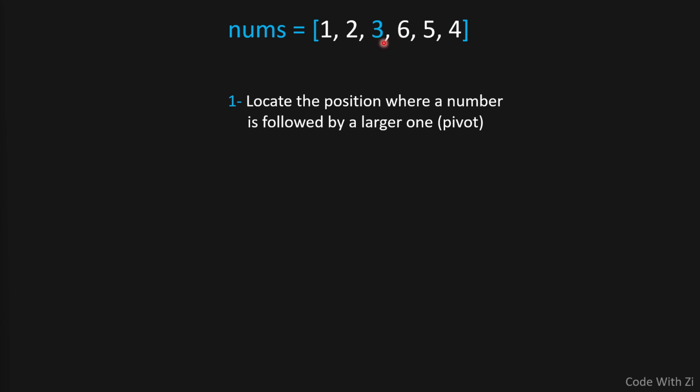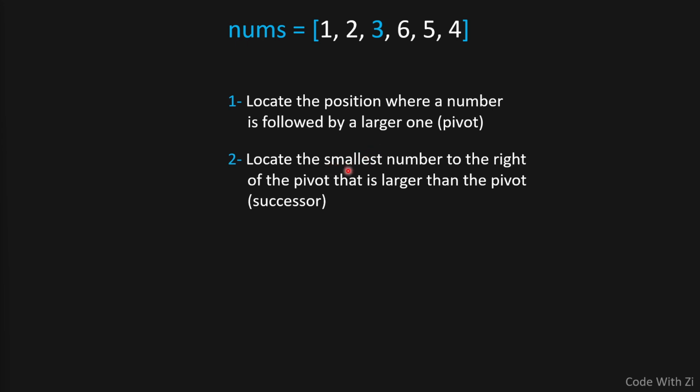Awesome. So we're gonna call this here pivot. So this position or this slot or this index is gonna be our pivot. In our second step, we're gonna be like, find the smallest number that's on the right side of our pivot and that's actually greater than the pivot itself.